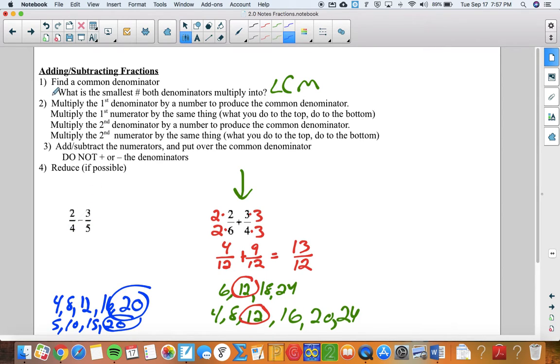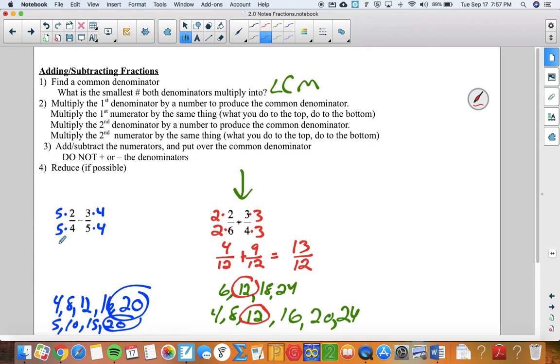So I multiply the first denominator by a number to produce the common denominator, which in this case is 20. So I have to multiply this by 5. And then multiply the first numerator, or top number, by the same thing. I multiply the bottom by 5, so I have to multiply the top by 5. Over here, multiply the second denominator by a number to produce the common denominator. So 5 times what is 20? That's 4. And what you do to the bottom, you have to do to the top.